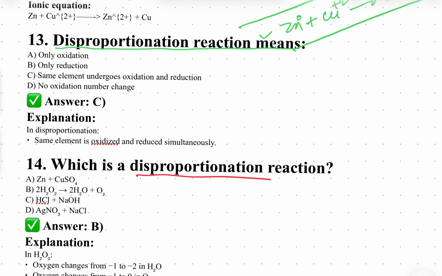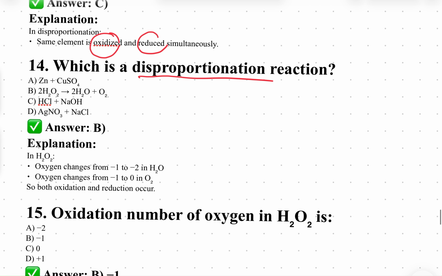Here the same element undergoes both oxidation and reduction. That type of process is called what? Disproportionation. Clear? So the same element undergoes oxidation and reduction. That is a disproportionation reaction. Clear? We'll see this. Or which of the following is, again, what is a disproportionation reaction? Here an example is given. We'll take your example.